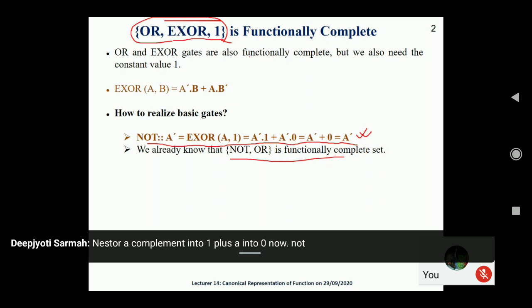Not A. See here, suppose what happened? Just consider this particular A is this particular A.